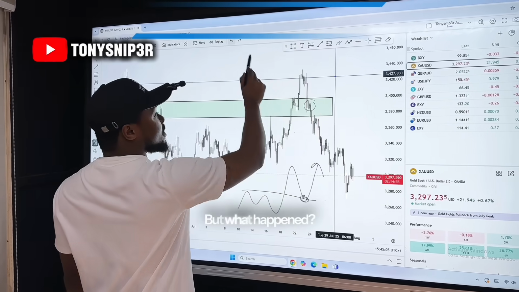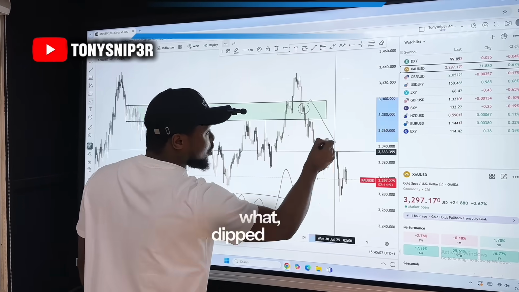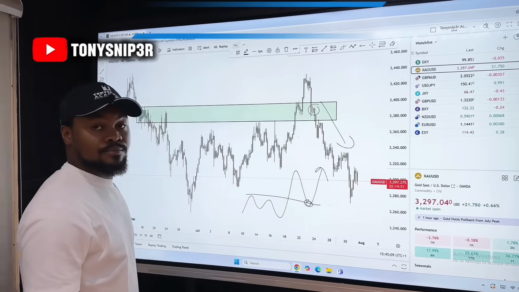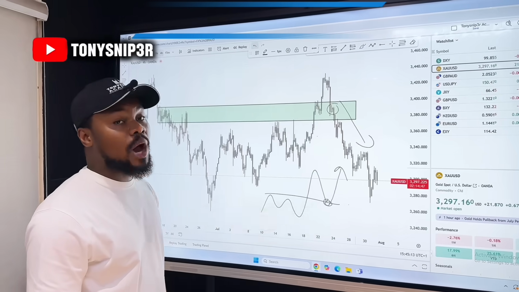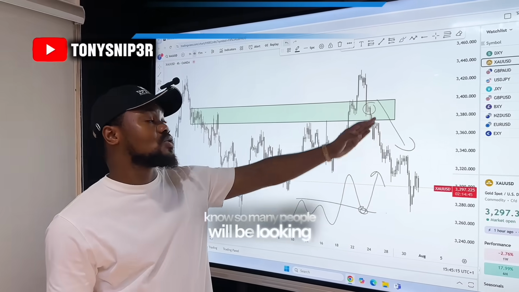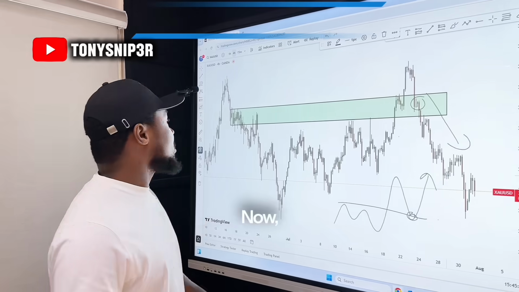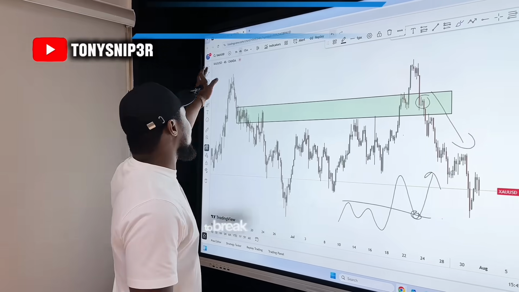But what happened? The market actually dipped lower into here. Do you understand? The market dipped lower into that level. Why? Because the market knows so many people will be looking to buy at this point. Now, this is what you want to pay attention to when it comes to break and retest.